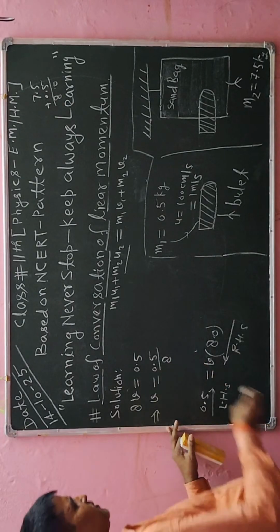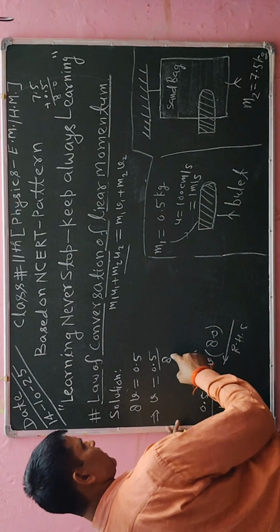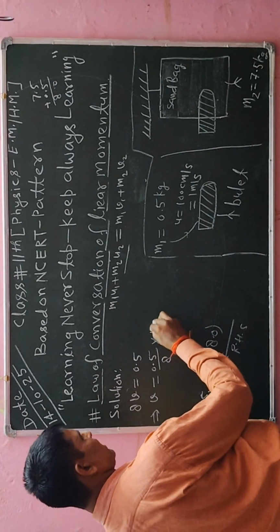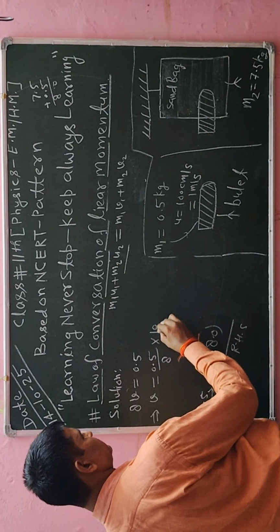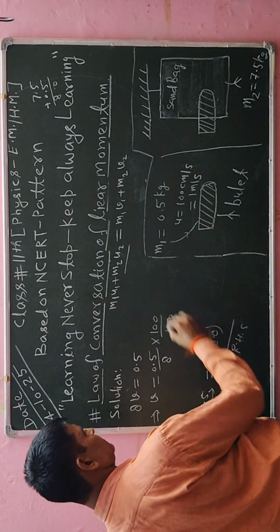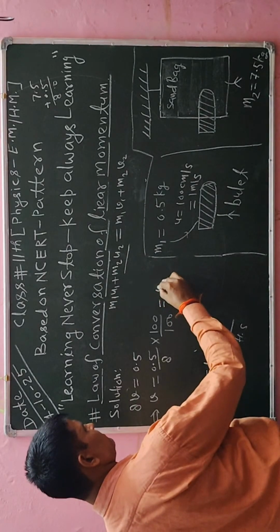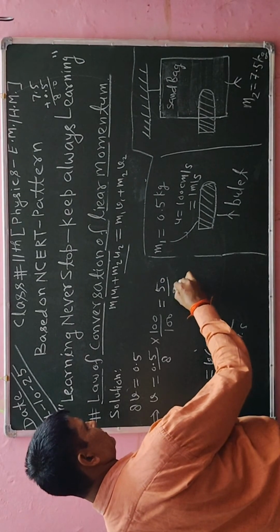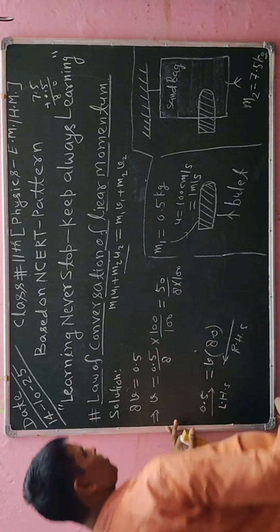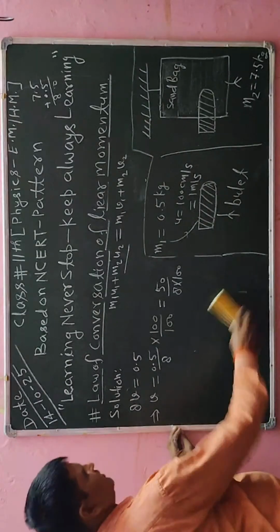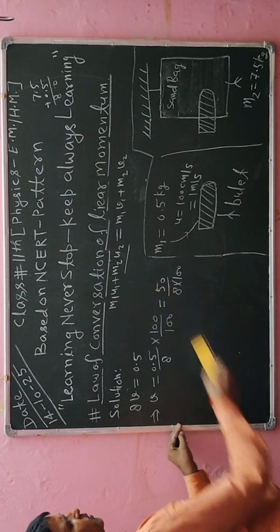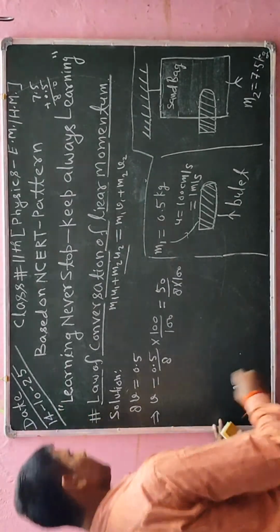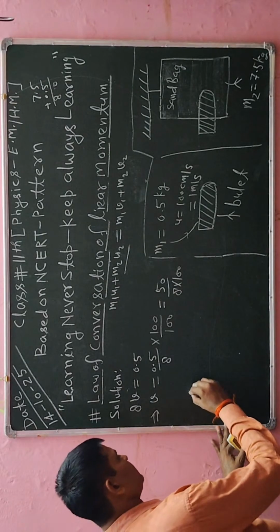Okay, further I will simplify. Before simplifying I will multiply by 100 over 100. So the numerator will be 50 and the denominator 8 into 100. Further I will divide 50 by 8, and after division I will divide by 100 also.